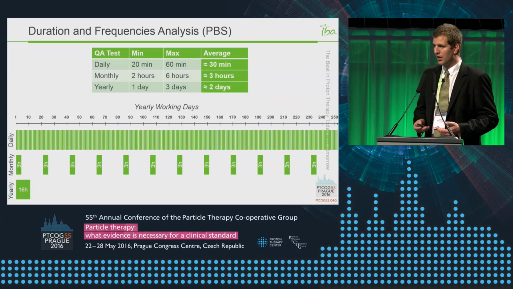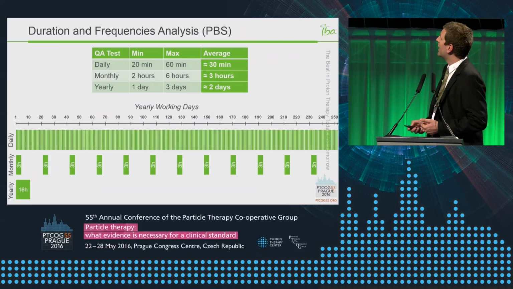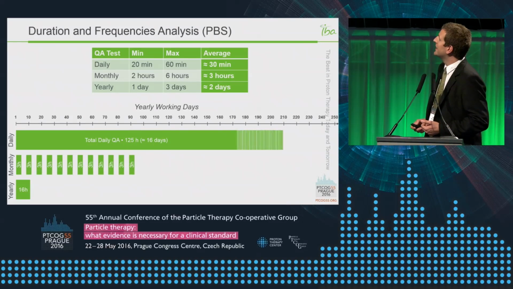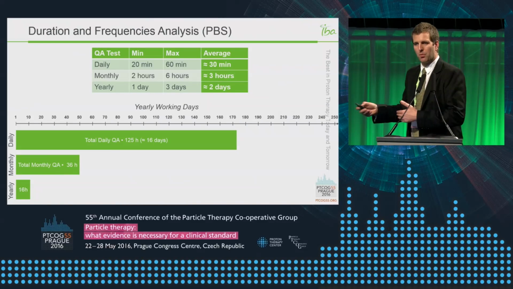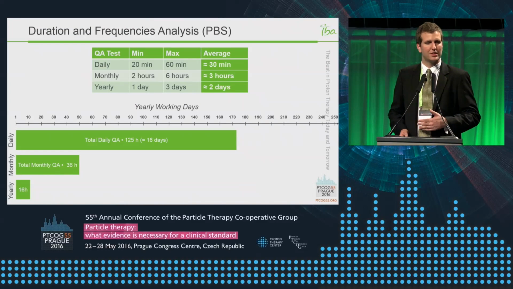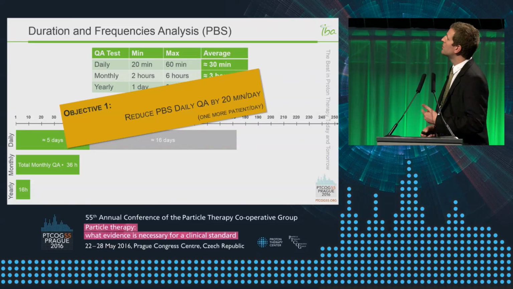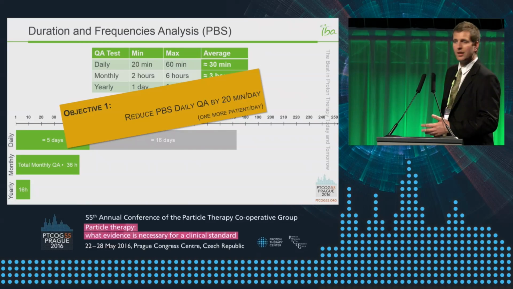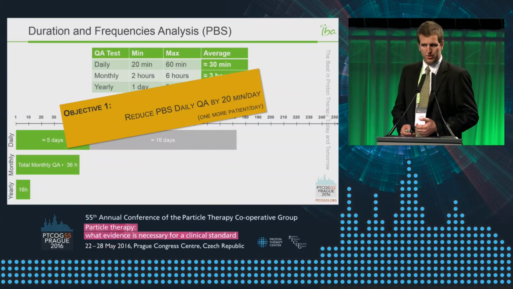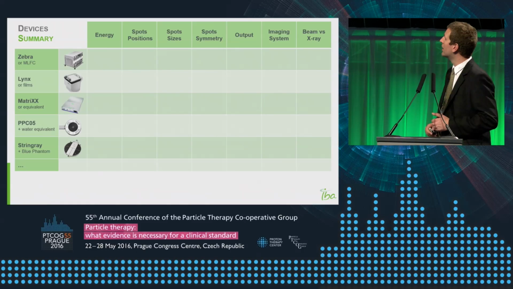So our objective was to reduce that time, and the first thing we noticed is that daily QA is really where the biggest time was invested today. So we decided to focus first on PBS daily QA by trying to reduce by 3 the amount of time that is spent on daily QA. So that's our objective number 1, reduce PBS daily QA by 20 minutes a day, which is about 1 more patient per day. Okay, then we look at all of this data on another angle, on the device angle.